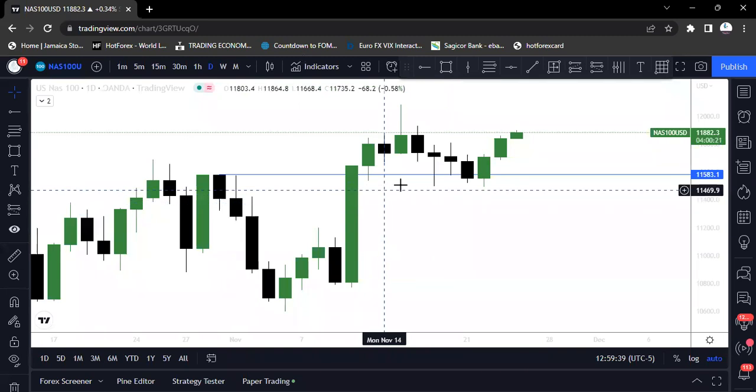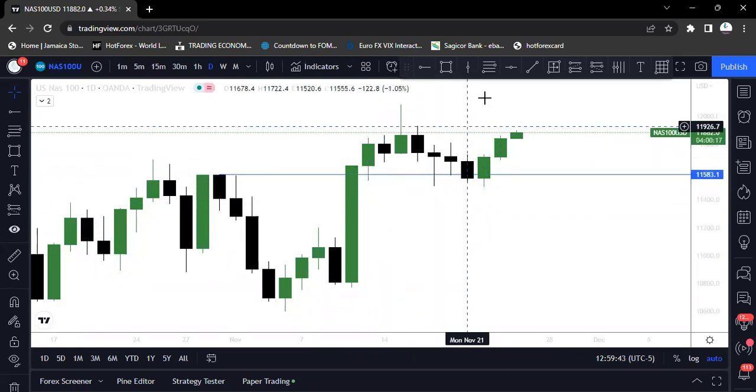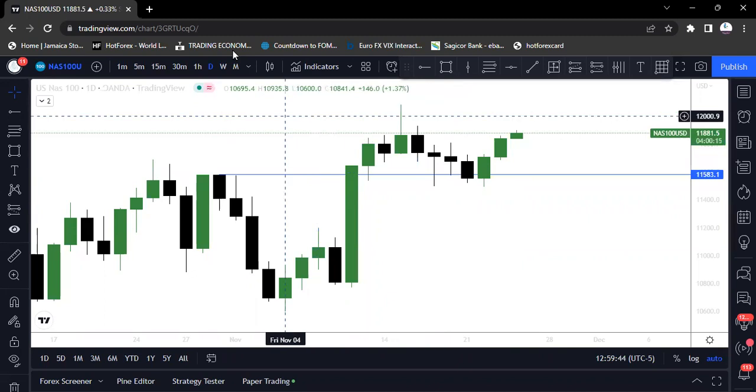So I'd consider this real liquidity. This is a real liquidity pool, a daily low that is worth watching. So in too many words, I hope that helps.